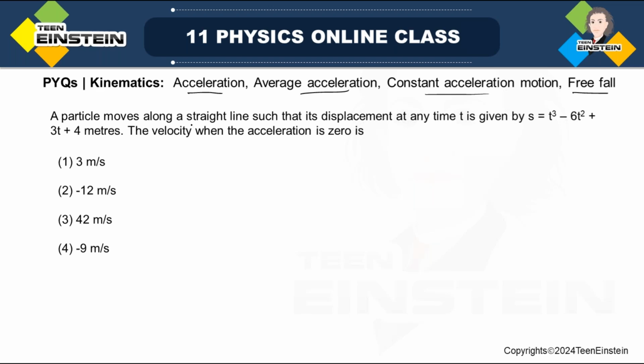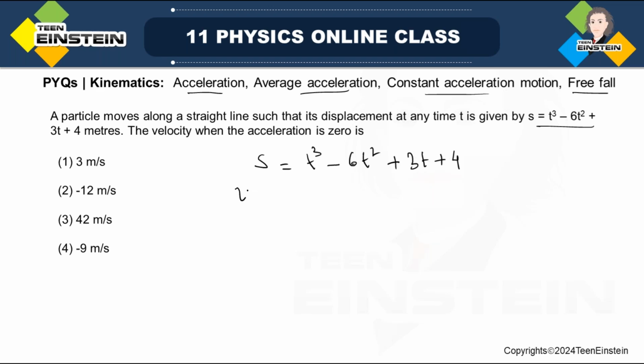A particle moves along a straight line such that its displacement at any time t is given by this. Displacement is given. Then the velocity when the acceleration is 0. Velocity when the acceleration is 0. That means, you know, this is displacement plus 4.